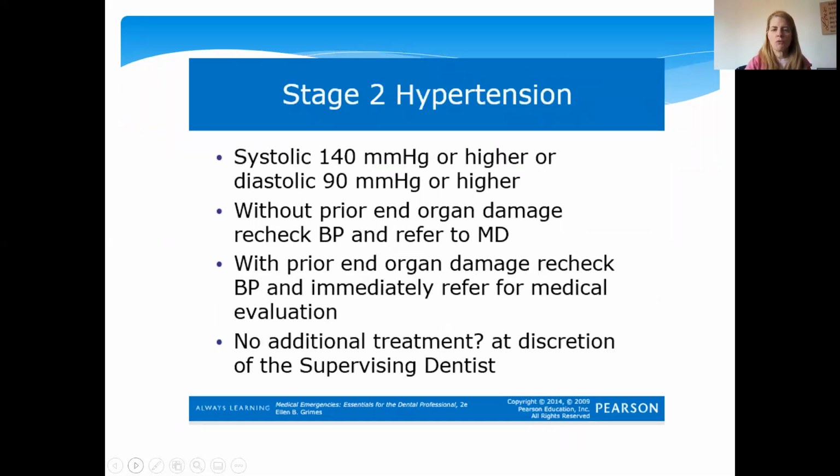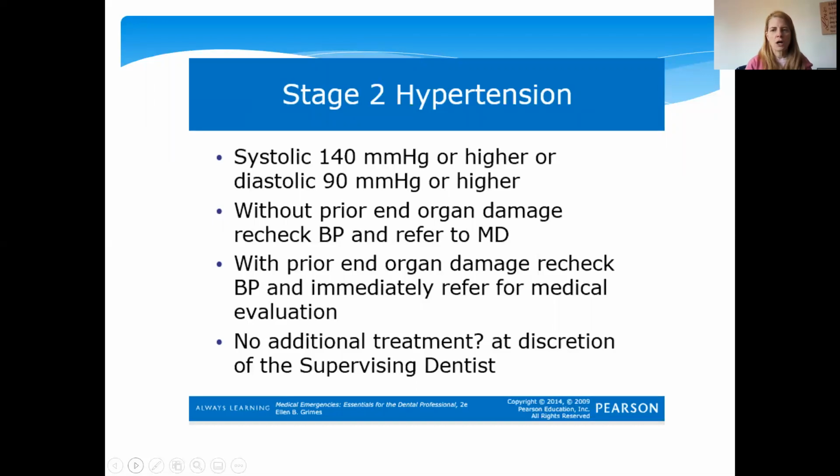Stage 2 is over 140 for systolic, over 90 for diastolic. We want to make sure that their organs are not being damaged by that increased blood pressure. So we want to recheck and make sure that we in fact did get a number over 140 over 90. We want to refer them for a blood pressure consultation or medical consultation to their physician. At this point, we would have no additional treatment, but it would be at the discretion of the supervising dentist.